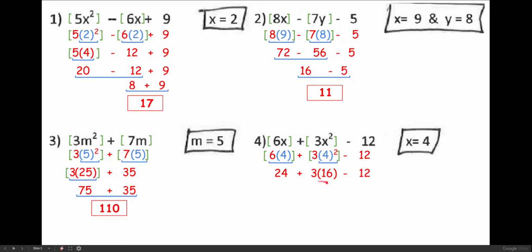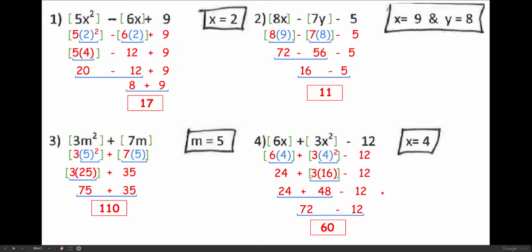Now, we have to deal with this multiplication before I do any addition. So don't do 3 plus 12 or 24 plus 3. Do 3 times 16 first. And also, they should have a bracket around it because you haven't simplified it to a single term yet. So that equals 48. Now bring everything else down: the plus, the 24, the minus, the 12. So 24 plus 48 equals 72, minus 12. That is 60.